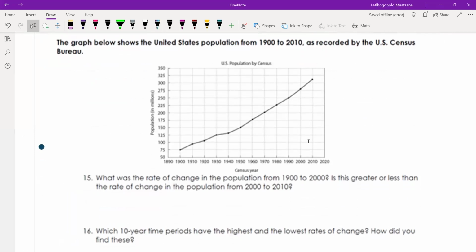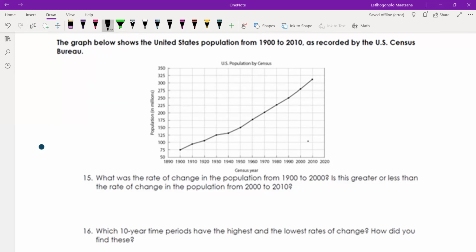The graph below shows the United States population from 1900 to 2010 as recorded by the USA Census Bureau. So question 15 wants to know what was the rate of change in the population from 1900 to 2000? Is this greater or less than the rate of change in the population from 2000 to 2010?